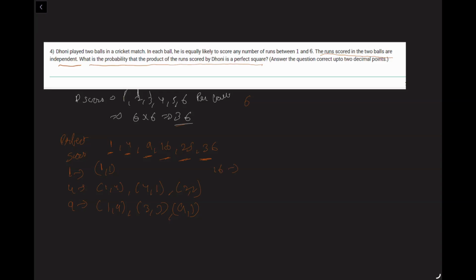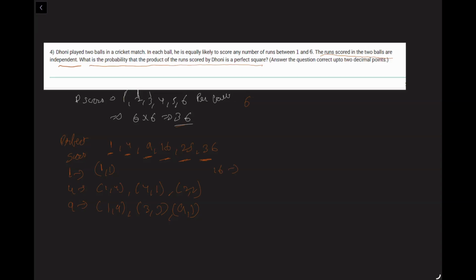Likewise for 16... Do you know what? This cannot be true. 1 and 9 cannot be true because for each ball you're only getting 6 runs at most. You can't have 9 for a ball. So this is wrong, only 3 3 is correct. For 16, you can have 4 4, but 2 8 cannot be correct. 8 runs per ball is not possible. Likewise 16 is not possible. So here you're only getting 4 4. And then 25, same thing. You can't have more than 6 runs per ball. That's why it's 5 5. 36, same, 6 6.